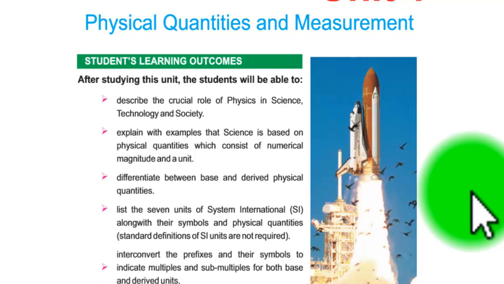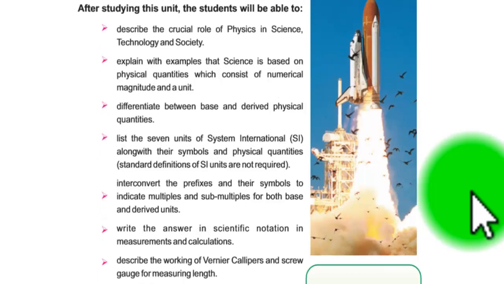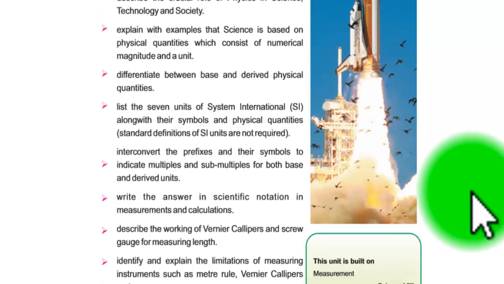List the 7 base units of the International System, SI, along with their symbols and physical quantities. Standard definitions of SI units are not required. Convert the prefixes and the symbols to indicate multiples and submultiples for both base and derived units. So we can know about the derived units. Write the answer in scientific notation in measurement and calculations. Describe the working of vernier calipers and screw gauge in measuring length.